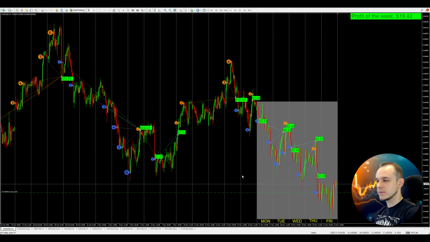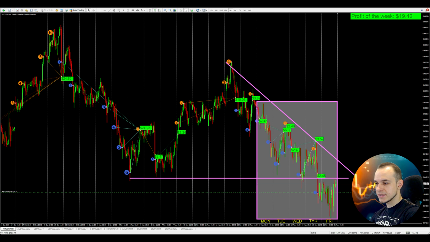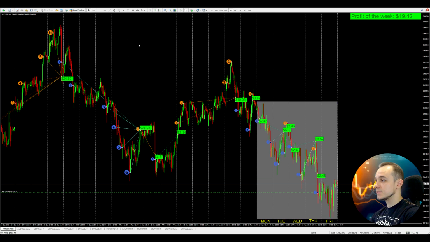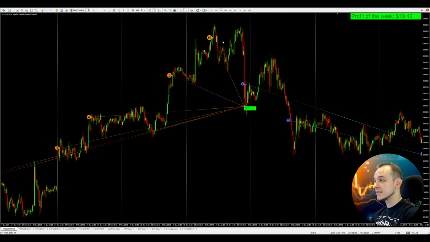This is Aussie USD. We are on an hourly time frame. With the gray rectangle I highlighted the trading area of the current week, and as you can see we spent this week in a local downtrend. So we can see that we updated the local lows of the previous week, and during this week the price was gradually declining almost every day. Let's switch to the 15-minute time frame and check all the trades in the details.